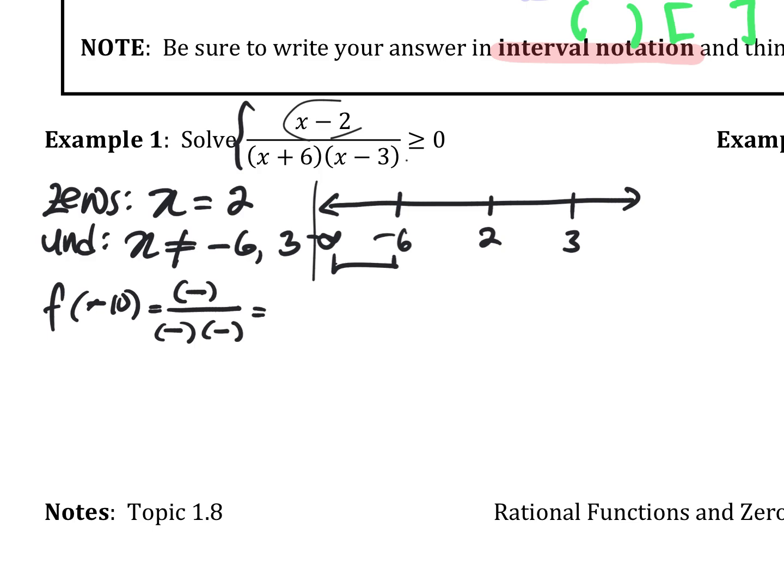So there are three negatives in here. It means my result in here is going to be negative. So on this interval, negative infinity to negative 6, the sign is negative.